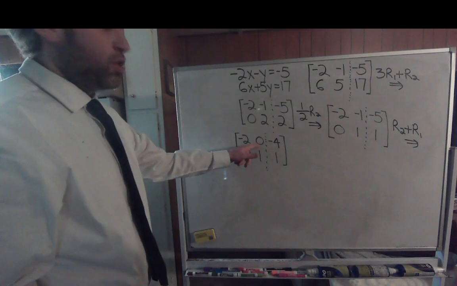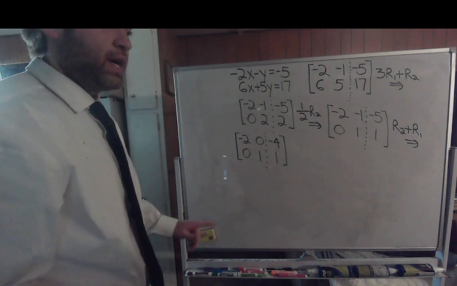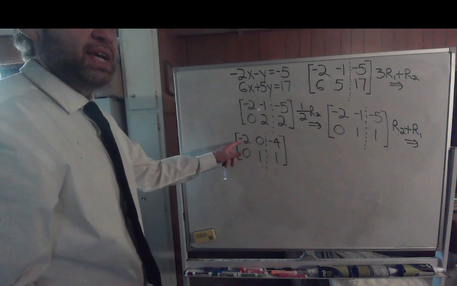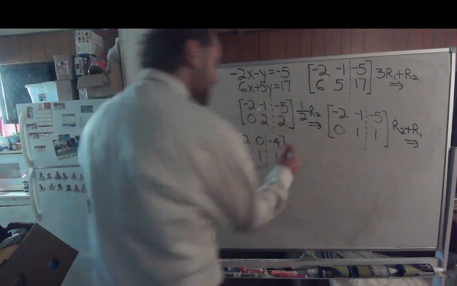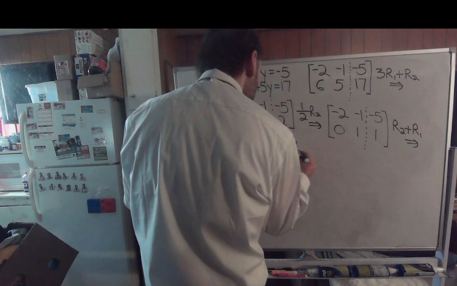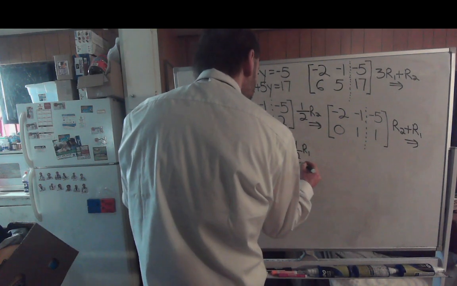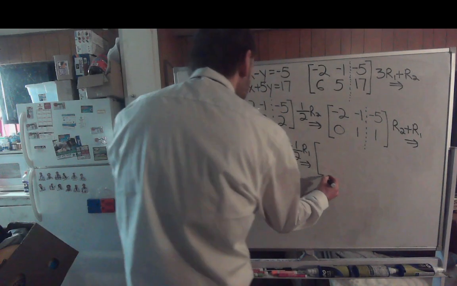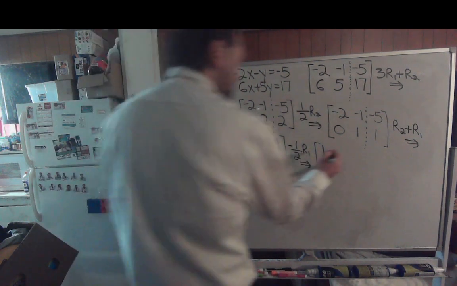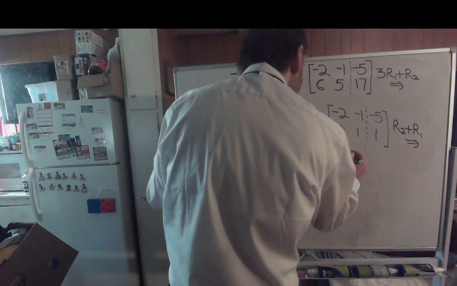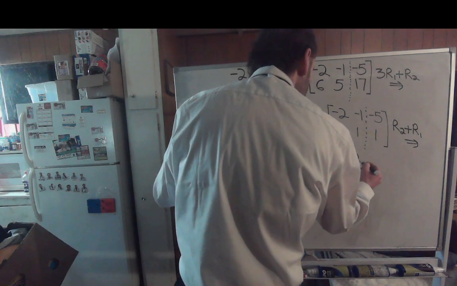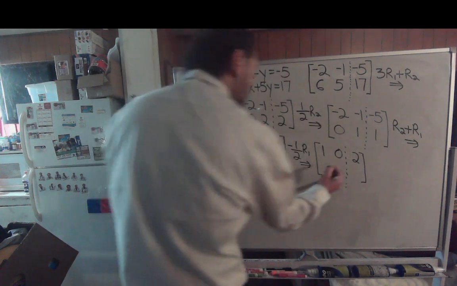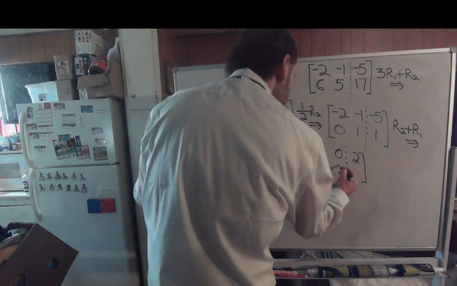Now we got a 0 as the second digit in the first row, that's great. But the leading digit in the first row is a negative 2. It should be a positive 1. So we need to take negative 1/2 of the first row. Let's go ahead and do that. So let's see, negative 1/2 of negative 2 is positive 1. Negative 1/2 of 0 still leaves it as 0. Negative 1/2 of negative 4 is positive 2. And then you just leave row 2 alone because it's already reduced.